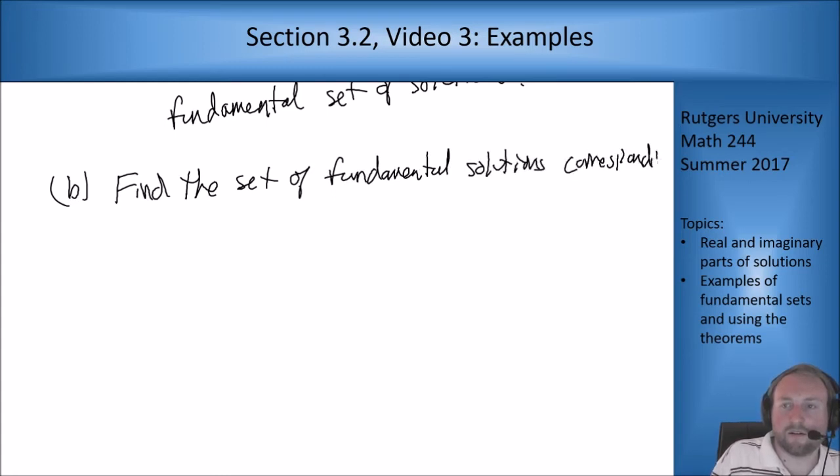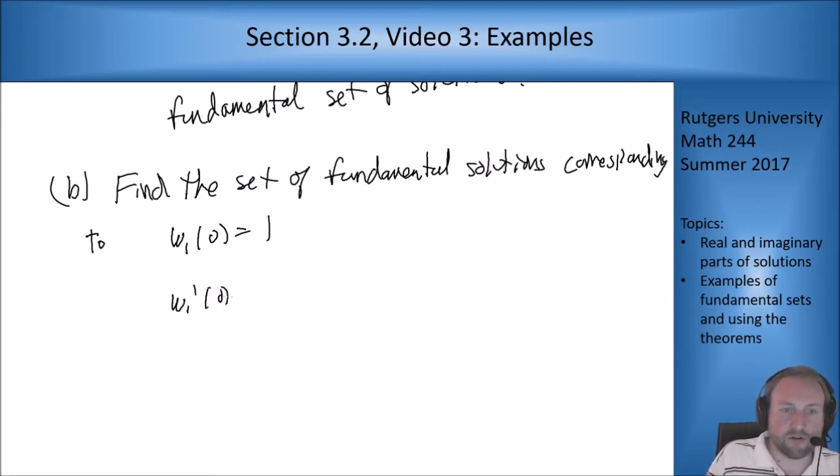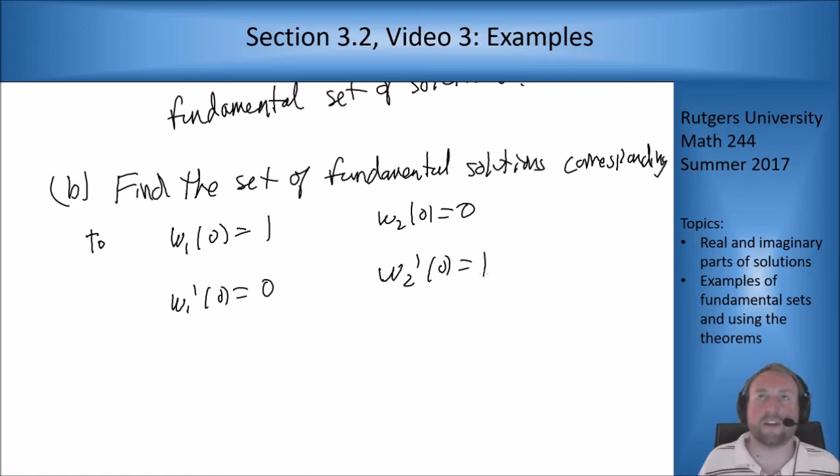Now part B, find the set of fundamental solutions corresponding to, I'm going to use different letters here to denote different things, W1 of 0 equals 1, W1 prime of 0 equals 0, W2 of 0 equals 0, and W2 prime of 0 equals 1. So this is from the theorem we use to say that fundamental sets of solutions always exist.